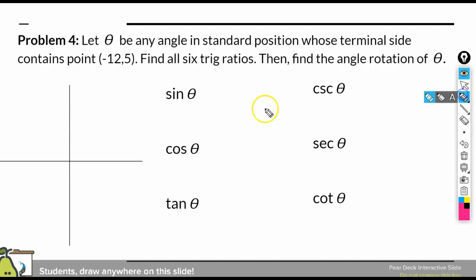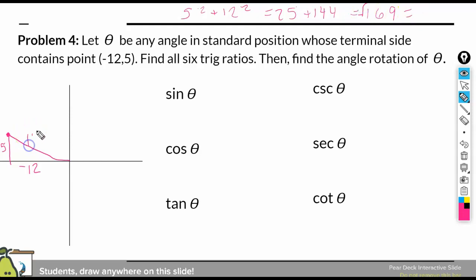All right, so let's take a look at another example. So if it's negative 12, 5, negative 12, 5 is going to be in quadrant 2, I believe. So this is negative 12, and that's positive 5. So if we're doing the Pythagorean theorem, I believe this is one of our triples. 5 squared plus 12 squared is going to be 25 plus 144, which is 169. Yes, that's what I thought. It was one of our Pythagorean triples, so that's going to be 13.